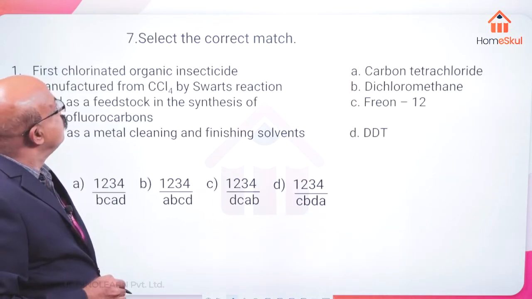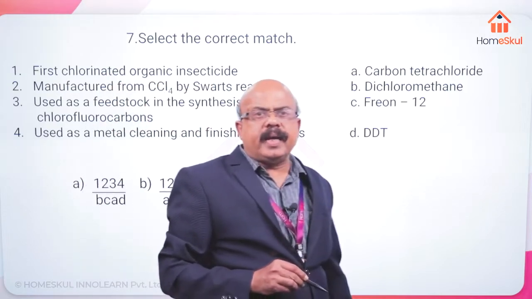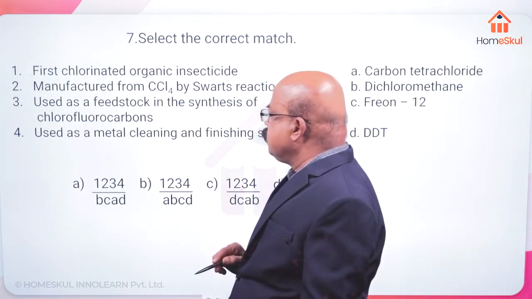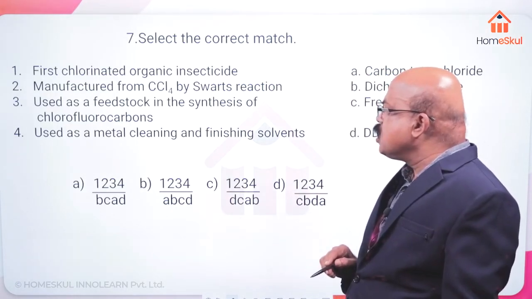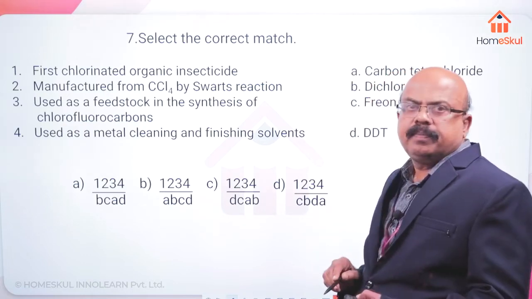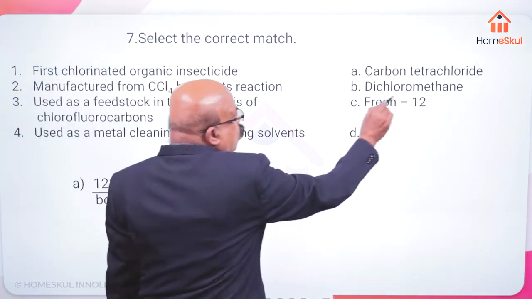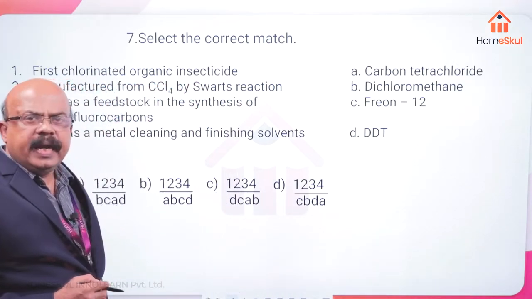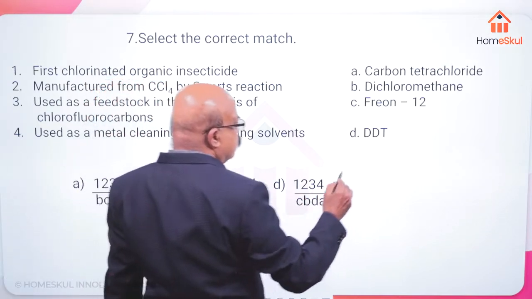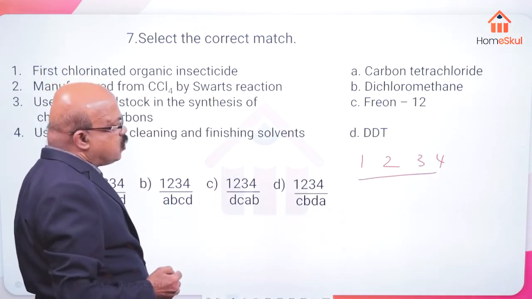Okay. Next question: select the correct match. First, chlorinated organic insecticide. Second, manufactured from carbon tetrachloride by Swarts reaction. Third, used as a feedstock in the synthesis of chlorofluorocarbons. And the fourth is used as a metal cleaning and finishing solvent. You have to match these with A, carbon tetrachloride, B, dichloromethane, C, Freon 12, and D, DDT. See, the first chlorinated organic insecticide is DDT.